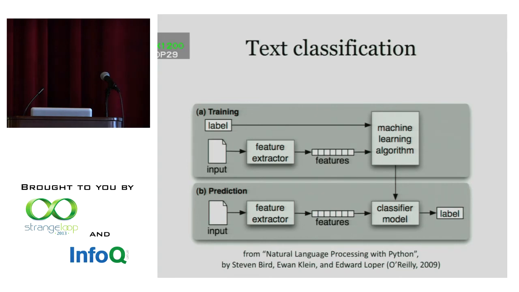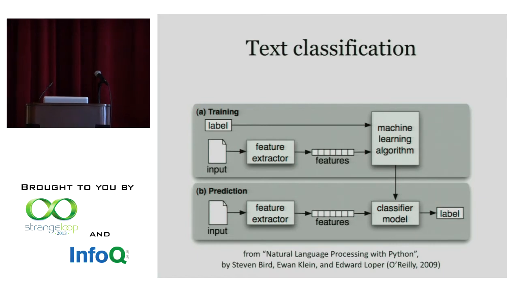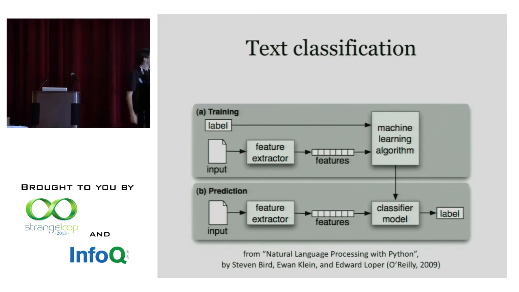You have some kind of input, and there's labels that are the things that you want to describe about that input. From that input, you can extract various features and put those features into a machine learning algorithm so that it gives you a classifier. And then you can use that classifier to take new input that doesn't necessarily have labels and put the labels on it.